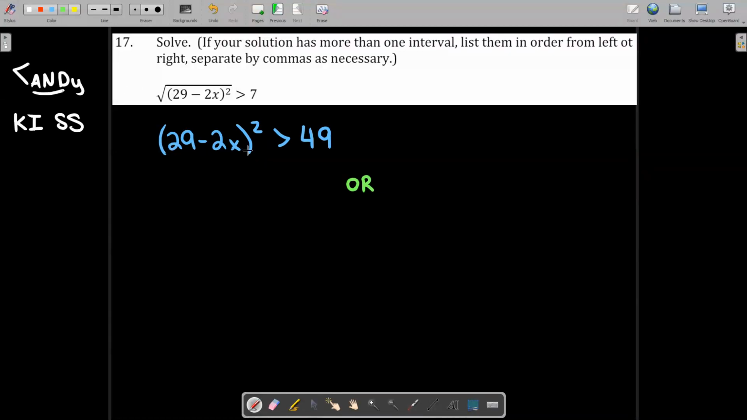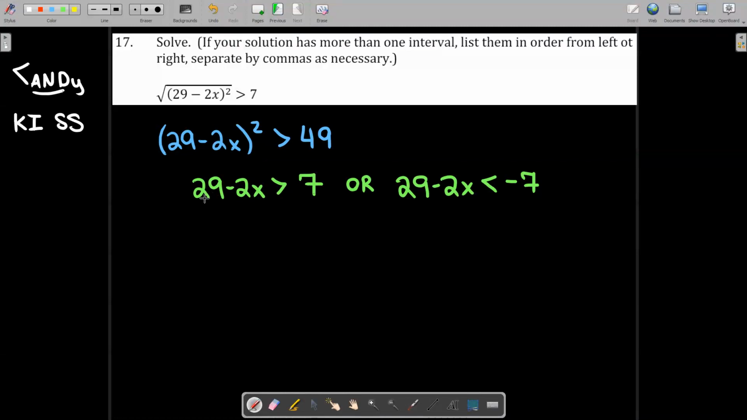And we're going to keep it. Whenever we take the square root of this, we're going to keep the 29 minus 2x is greater than the positive 7, or, and here's where we switch, we're going to have the 29 minus 2x is less than negative 7. And then we just solve this the rest of the way.